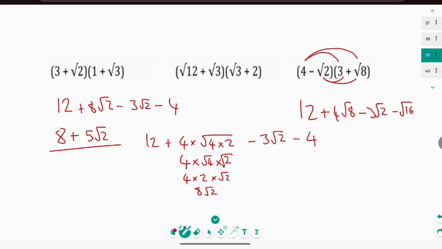So now you're ready to have a go at the even higher level questions. Watch out for the video on rationalising the denominator.